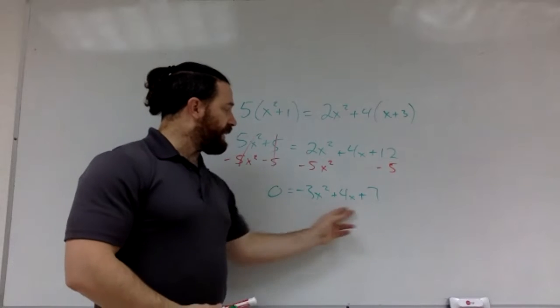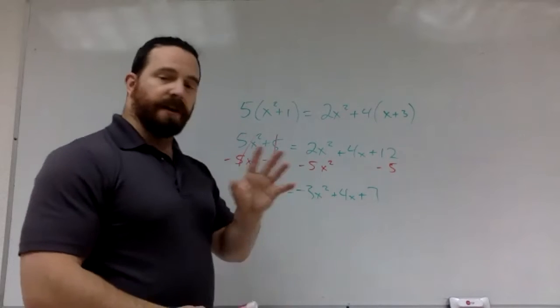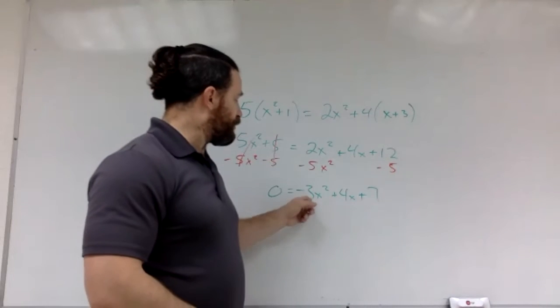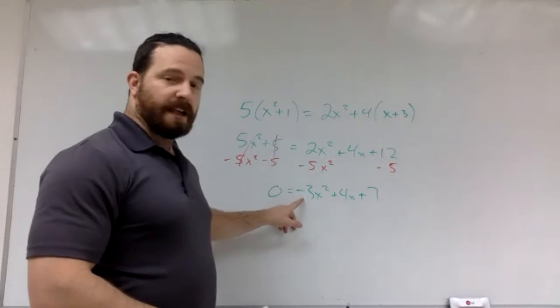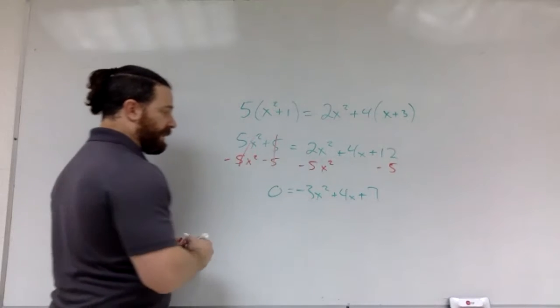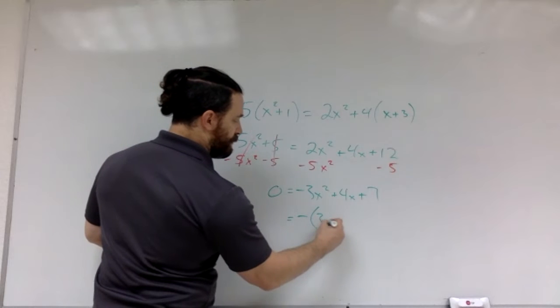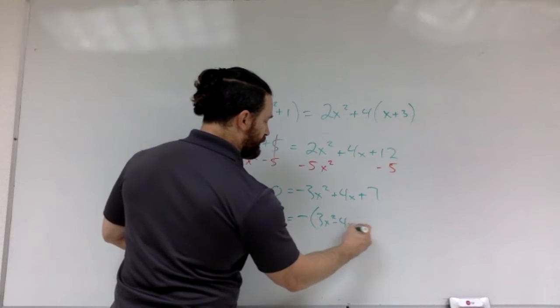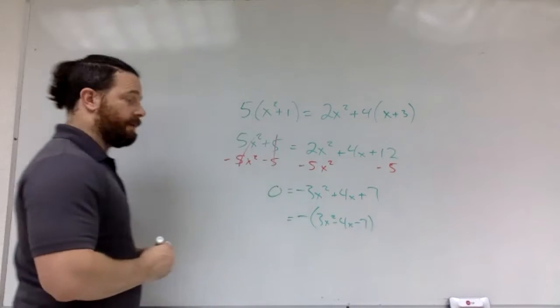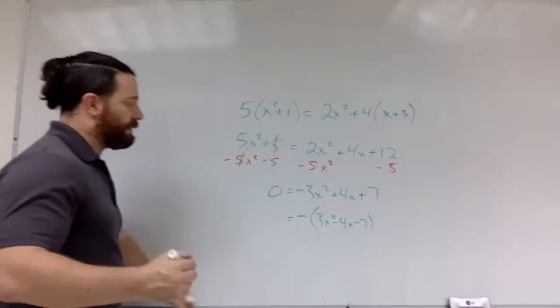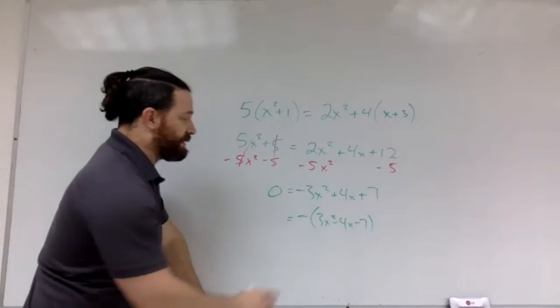I don't have a common factor to take out, but remember, whenever we're factoring our trinomials, we don't want to leave a negative in the front. So the first thing I'm going to do is I'm going to take that negative out, making it 3x squared minus 4x minus 7. After that, now we can go ahead and start factoring.